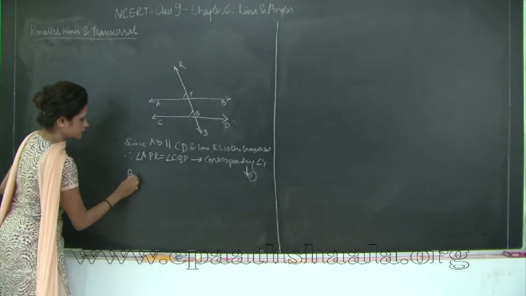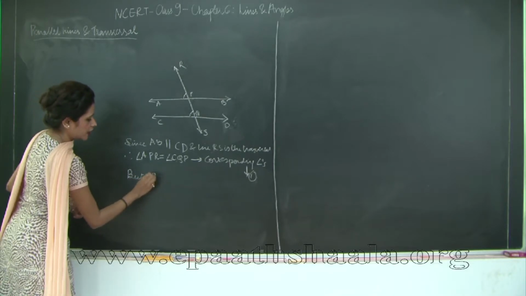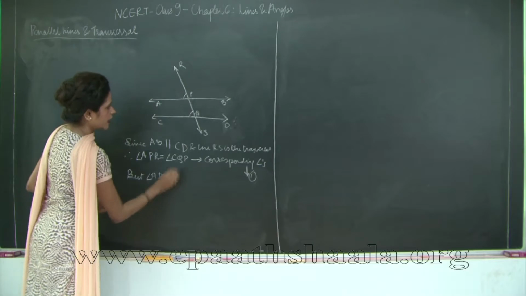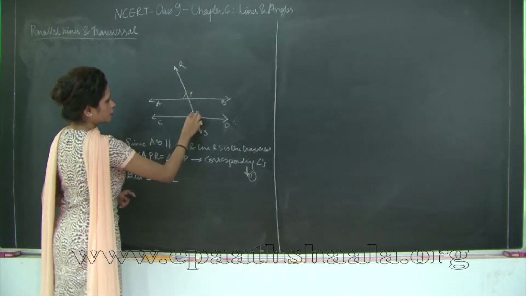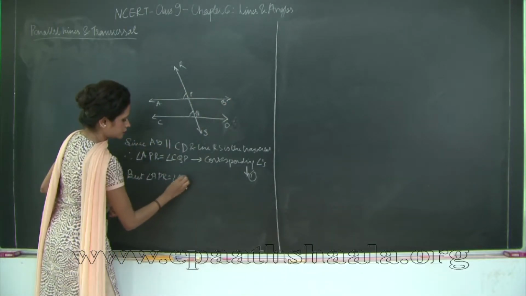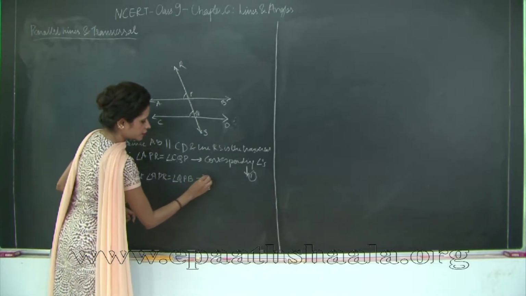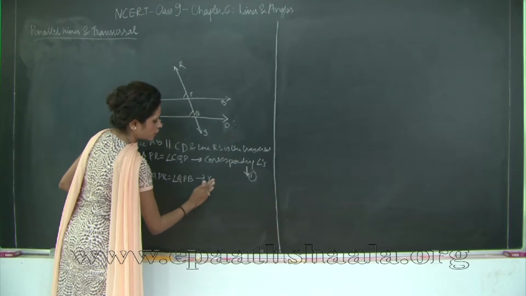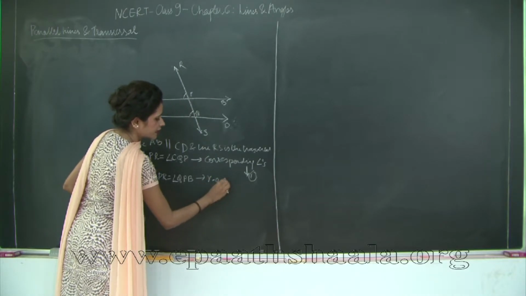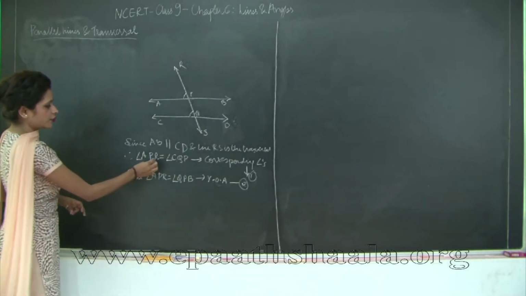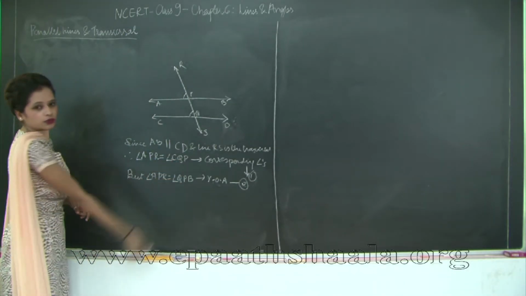But angle APR is equal to angle QPB. Correct? Why? Because they are vertically opposite. Or I'll say VOA, vertically opposite angles, and I'll mark this statement as 2. So from 1 and 2, what do you get? From 1 and 2, you get CQP is equal to QPB.